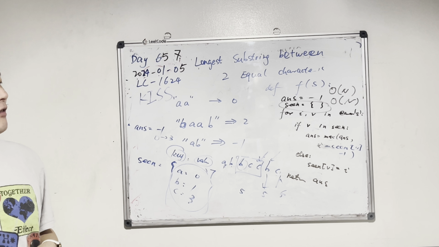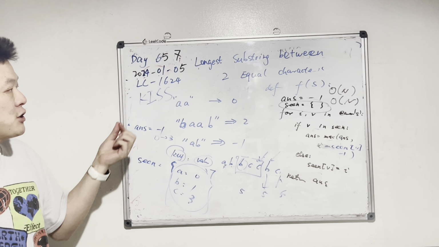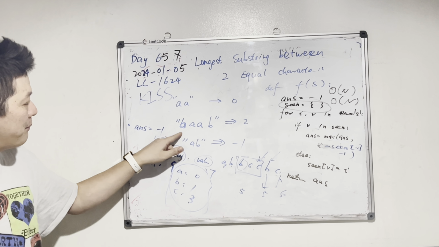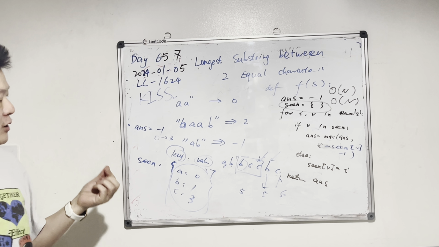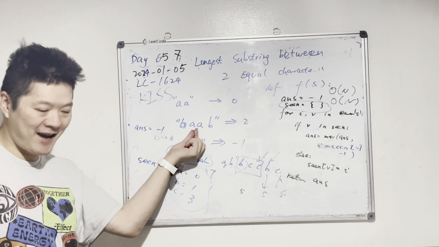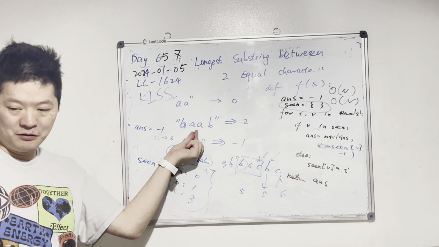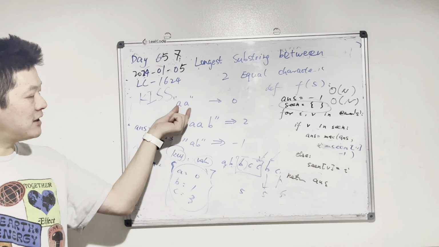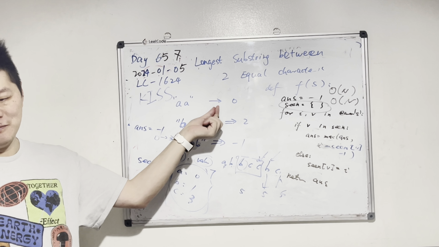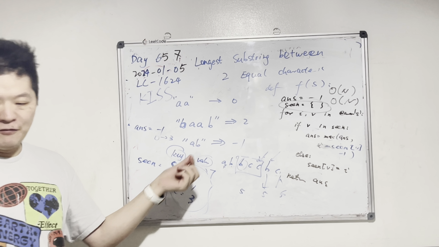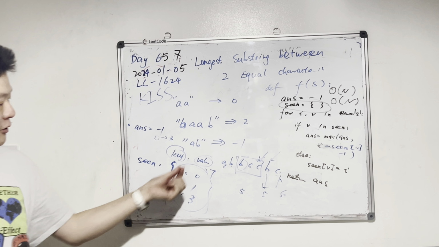Okay, so last lesson we talked about the longest substring, where the given string is lowercase only. We want to find the length of the longest substring between two equal characters. For example, BAAB: the longest substring between two equal characters is AA, which is size 2. And for AA, it's 0, right? And if there are no equal characters, we return -1.